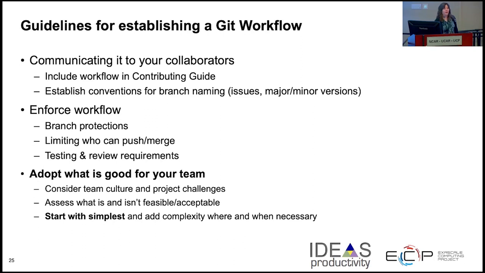Do you want to do it by issues, or are you going to have minor and major versions? If you look at some of the examples in the extra slides, you'll see that they use that in some of those workflows. Then you need to enforce different things at the workflow with branch protections. Like I said, you could do that automatically on some of the menus. And then that would help you with limiting who can push and who can merge. And then you should have testing and review requirements.